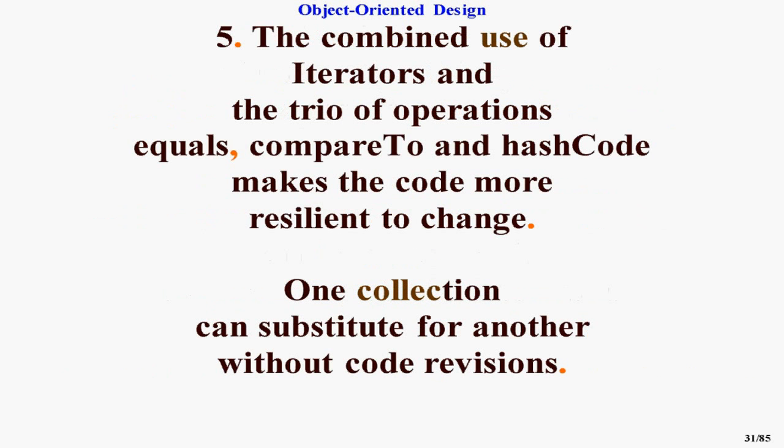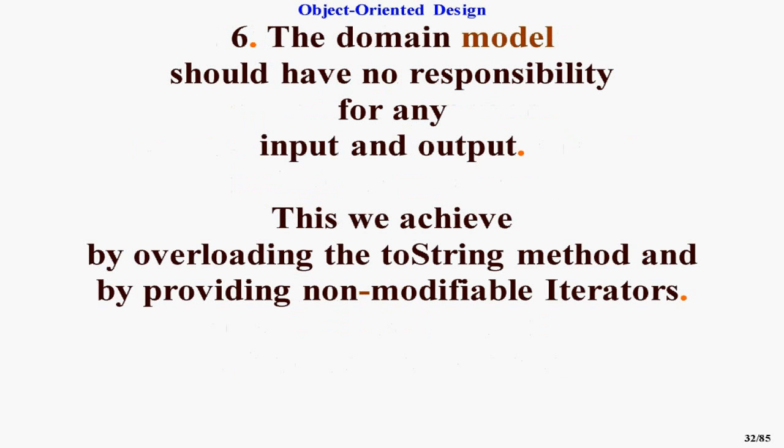5. The combined use of iterators and the trio of operations equals, compareTo and hashCode makes the code more resilient to change. One collection can substitute for another without code revisions. 6. The domain model should have no responsibility for any input and output. This we achieve by overloading the toString method and by providing non-modifiable iterators.